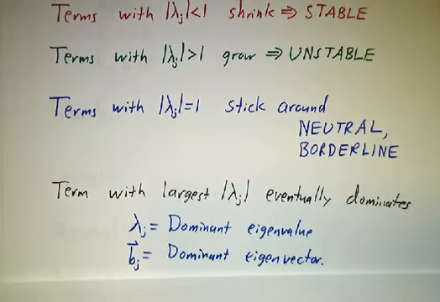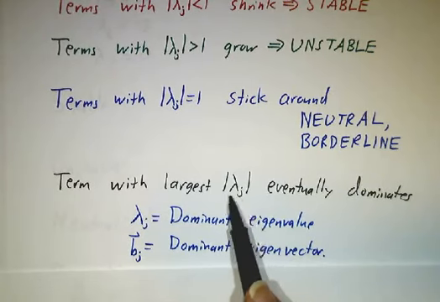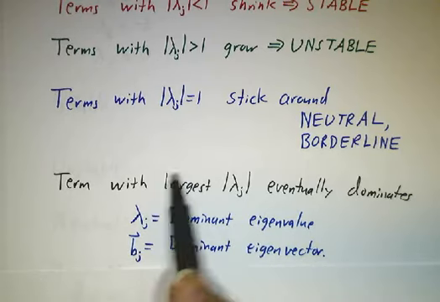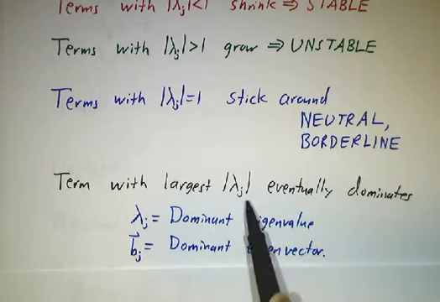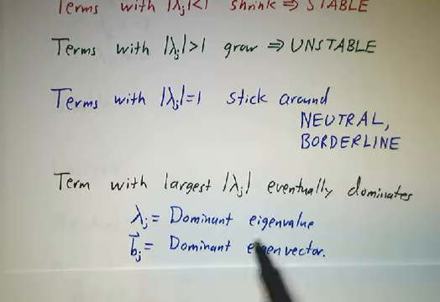Now, of all the modes, there's going to be one of them that has the biggest eigenvalue. Whatever the biggest eigenvalue is, that term is going to either grow faster than all of the others or shrink slower than all of the others. And so it will eventually be much bigger than all of the others put together. We call that the dominant eigenvalue. And the corresponding eigenvector we call the dominant eigenvector.